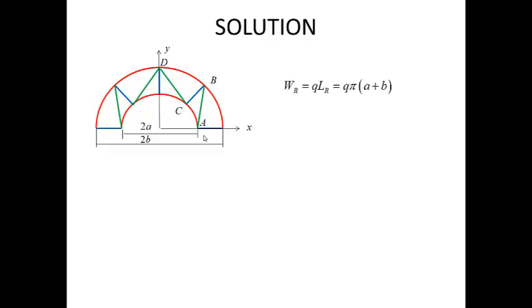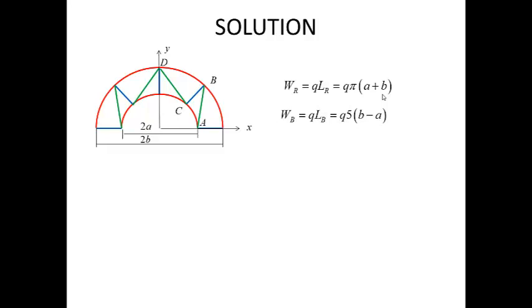Let me start by observing that the weight of the red bars, which are the semicircles, is simply equal to their weight per unit length times their length, which is Q times pi times A plus B. For the blue bars, the weight again is equal to Q times their length, and they have 5 blue bars, and the length of each bar is B minus A.